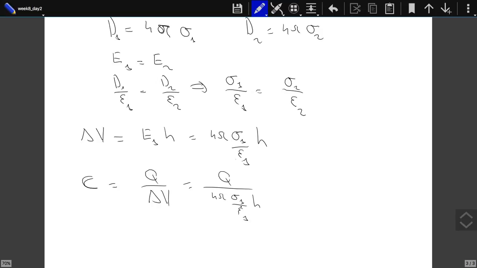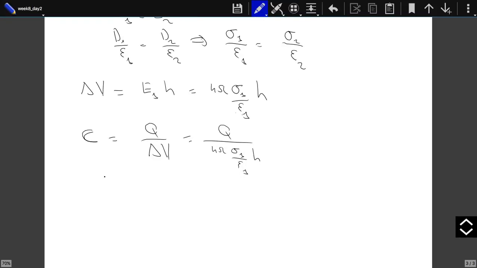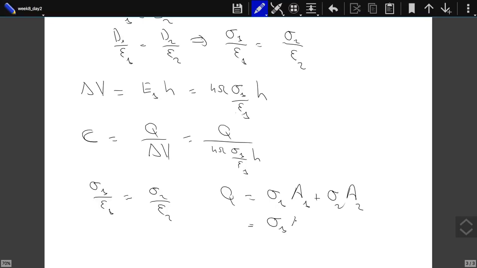Now we have to find sigma 1 in terms of Q if we want to find the capacitance. The capacitance cannot depend on Q. So on one hand, we know that sigma 1 over epsilon 1 is equal to sigma 2 over epsilon 2. This is one relation we have. On the other hand, we know that Q is equal to sigma 1 times A1 plus sigma 2 times A2. Sigma 1 times A1 is the charge close to dielectric 1, and sigma 2 times A2 is the total charge in the region of dielectric 2. And the total charge is just the sum of these two charges.